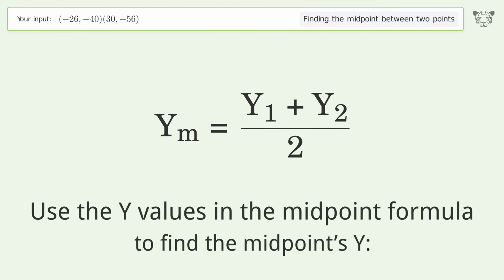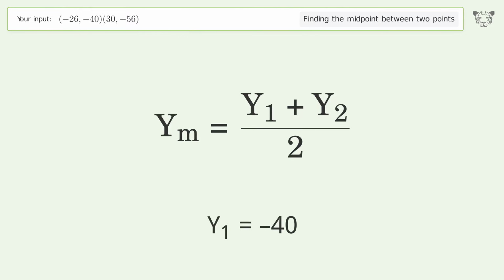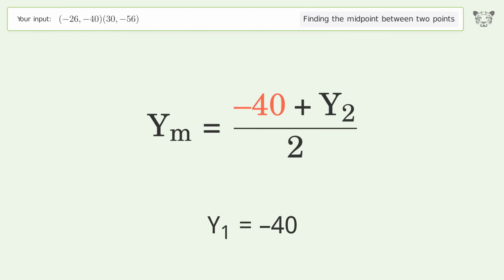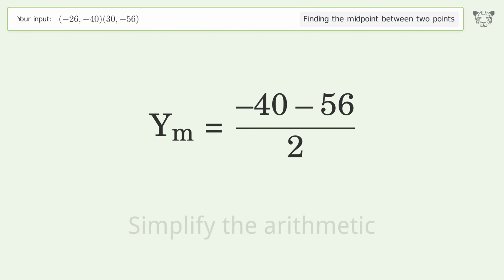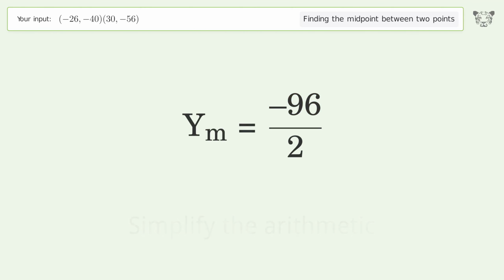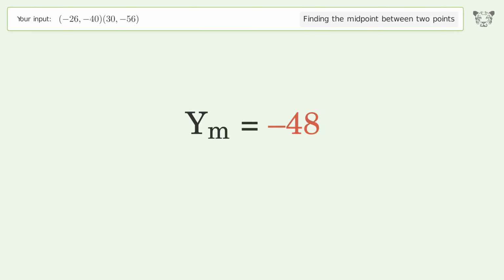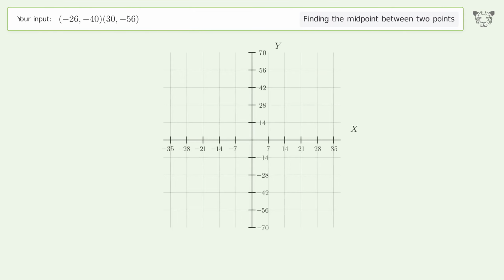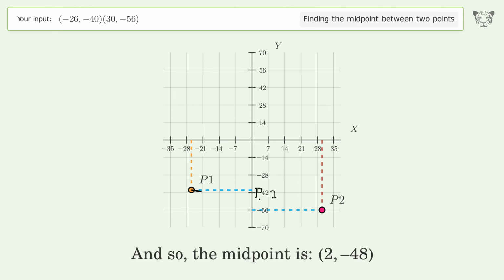Use the y values in the midpoint formula to find the midpoint's y. y1 equals -40. y2 equals -56. Simplify the arithmetic. And so, the midpoint is 2, -48.